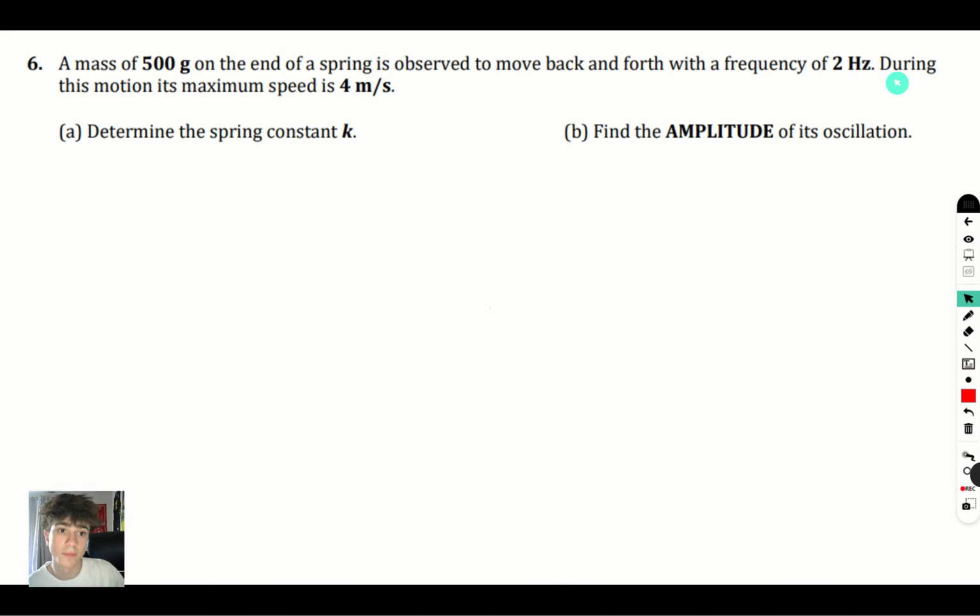The prompt reads: a mass of 500 grams on the end of a spring is observed to move back and forth with a frequency of 2 Hz. During this motion, its maximum speed is 4 meters per second. Part A is asking us to determine the spring constant K, and Part B is asking us to find the amplitude of the oscillation. So let's get started with Part A.